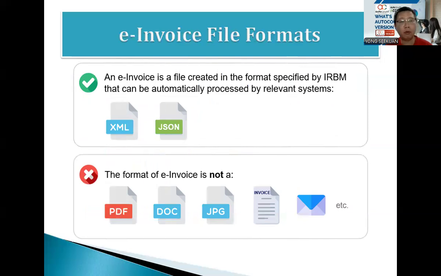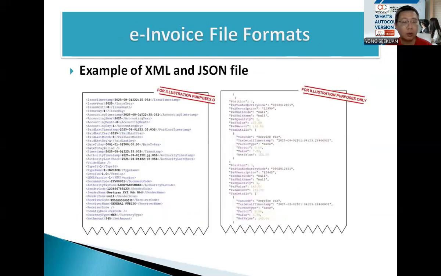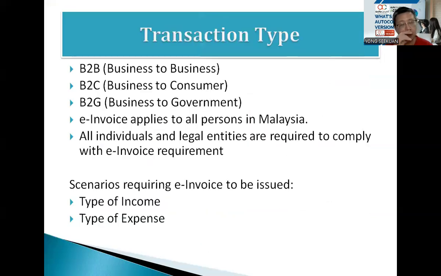So what is the invoice format? Basically your system will automatically convert to XML or JSON format and send to the LHDN. It's not a PDF file, document file, or JPEG file. So this is a sample of the XML format and the JSON format. The transaction types will be B2B, B2C, B2G, okay? And the invoice will consist of your income or your expenses. Later on we will go through what kind of transaction will issue what kind of invoice.